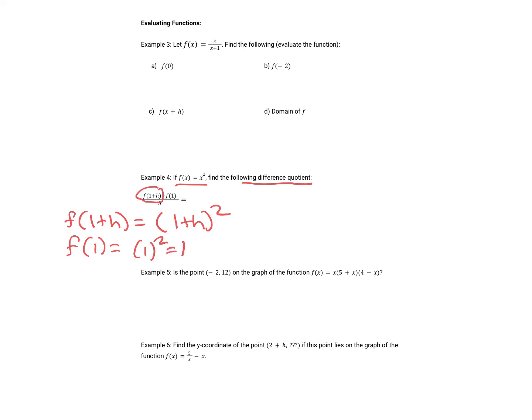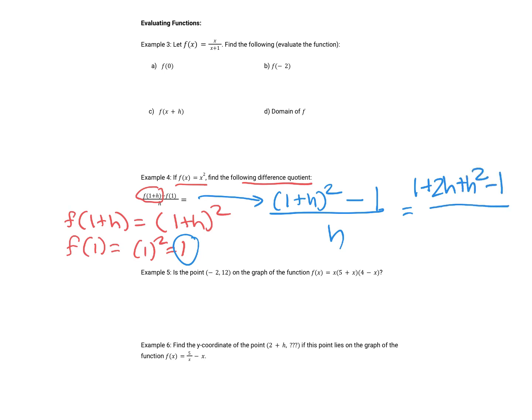Okay, so let's put it all together in the difference quotient. I'm going to put f of 1 plus h, which we just said was 1 plus h squared. And from that, I'm going to subtract f of 1, which we just found to be 1. And you're going to divide that whole thing by h. All right, so now let's simplify it. If I FOIL out 1 plus h squared, I get 1 plus 2h plus h squared minus 1, all over h.